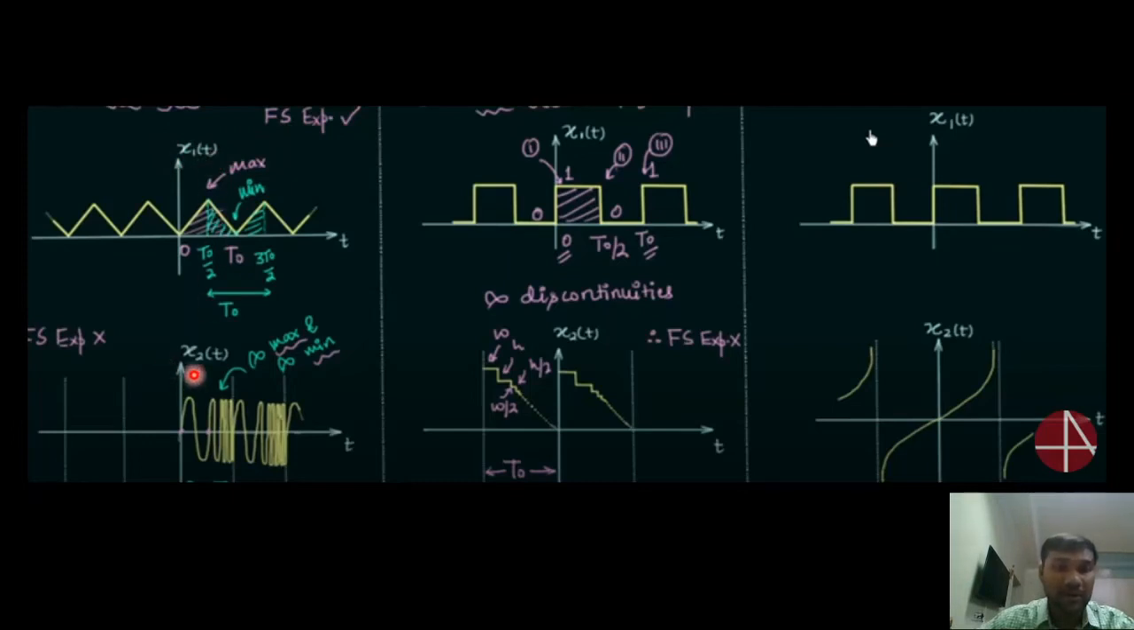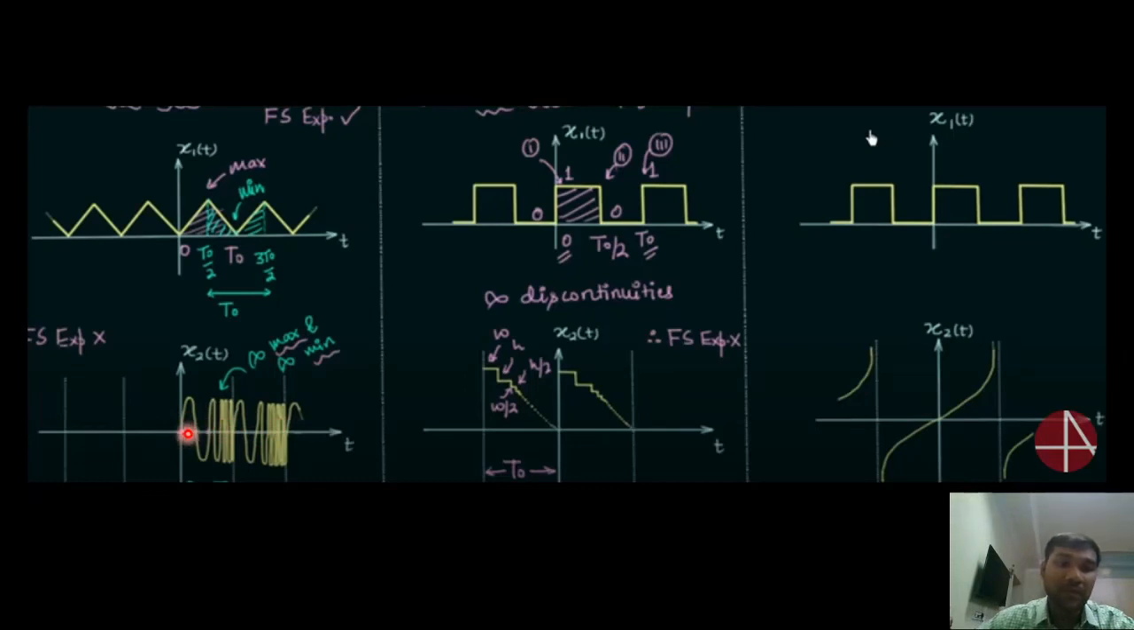Similarly, if you look at x2 of t, this is my time period, right? Whatever signal is there between these two points is repeating again from here to here. So this is my time period.